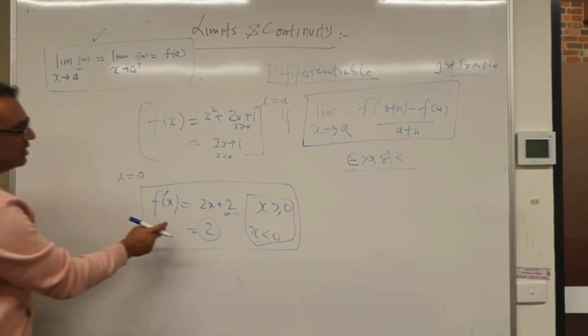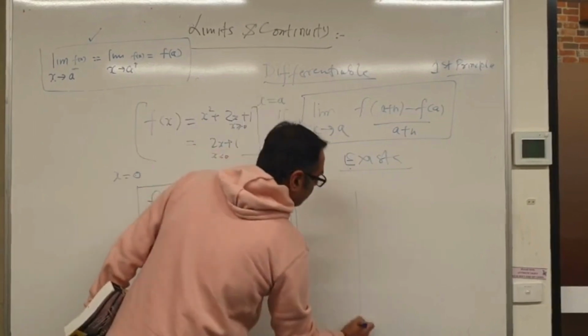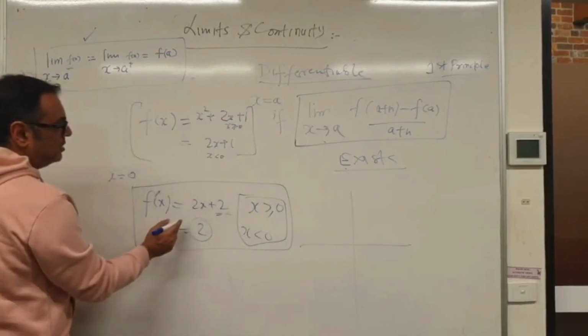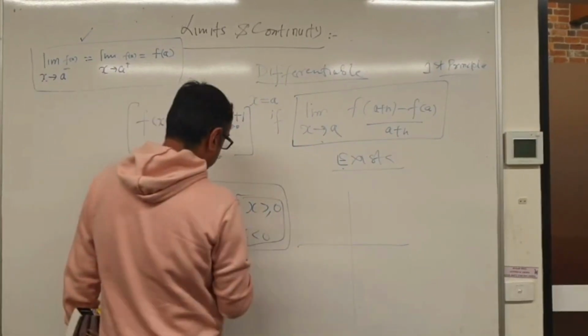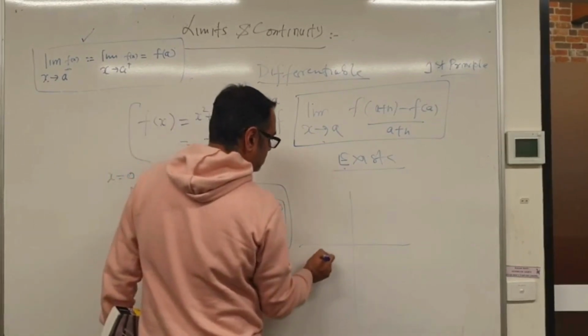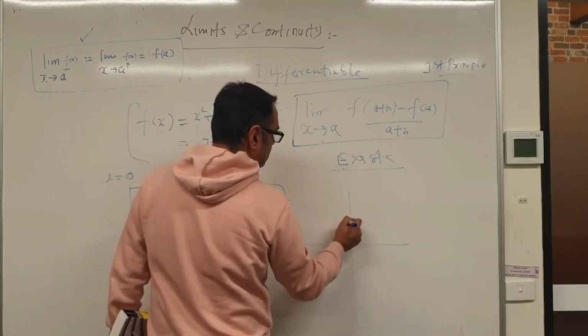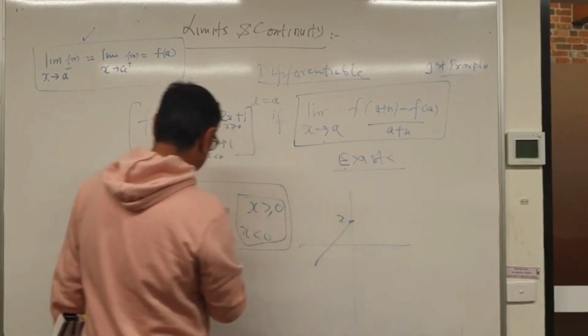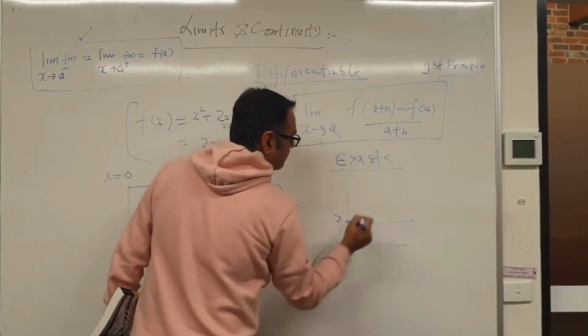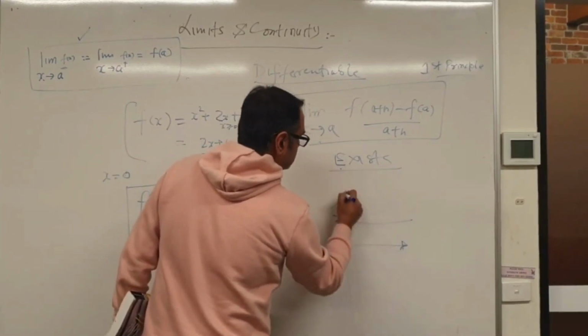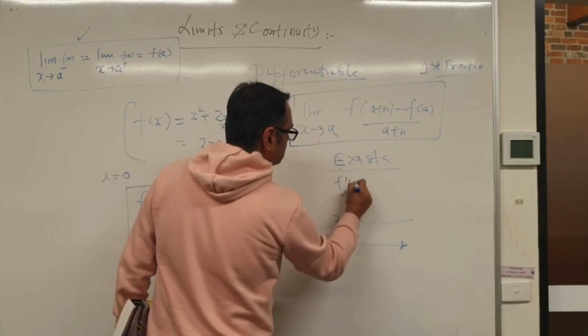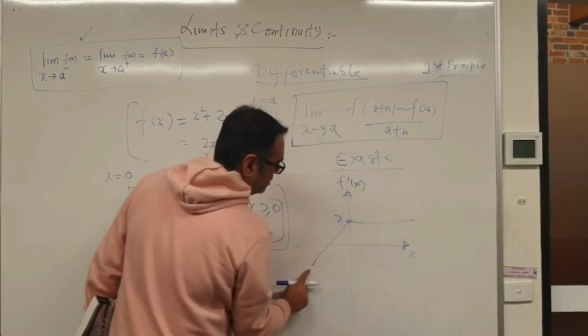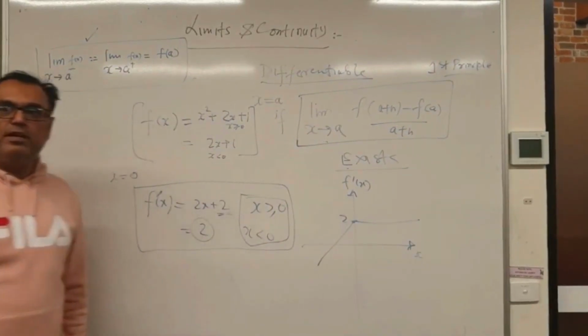So if the differential is not continuous, the function is not differentiable. So how will I draw the graph of this function? 2x plus 2. So that means this will be 2, and this is f dash x, and this is x. You see, this function is a clean flow, right? There's no breakpoint.